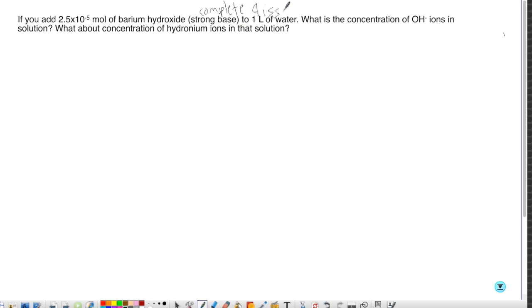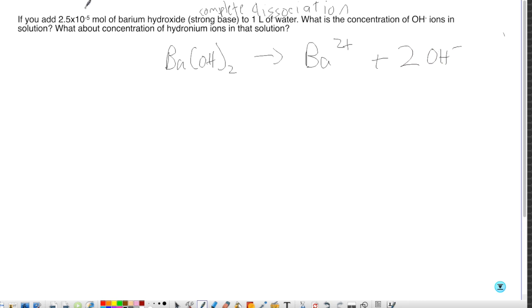Complete dissociation. What is the concentration of hydroxide ions in solution? What about the concentration of hydronium ions in that solution? Well, the first thing that I'm probably going to do is write the reaction, right? Barium hydroxide dissociates into barium ion plus 2 ions of hydroxide.